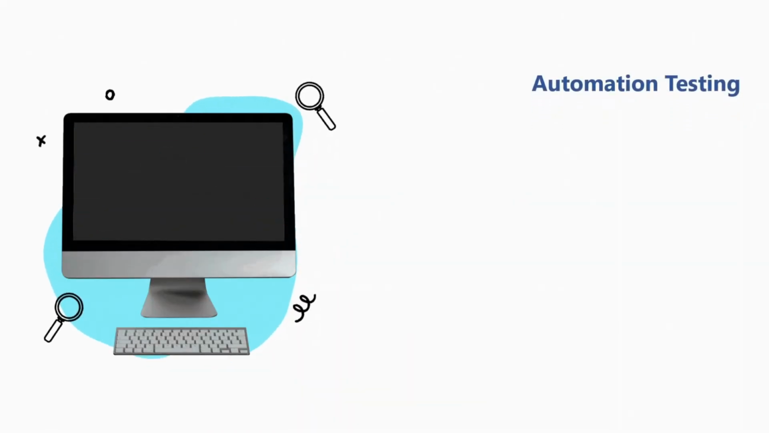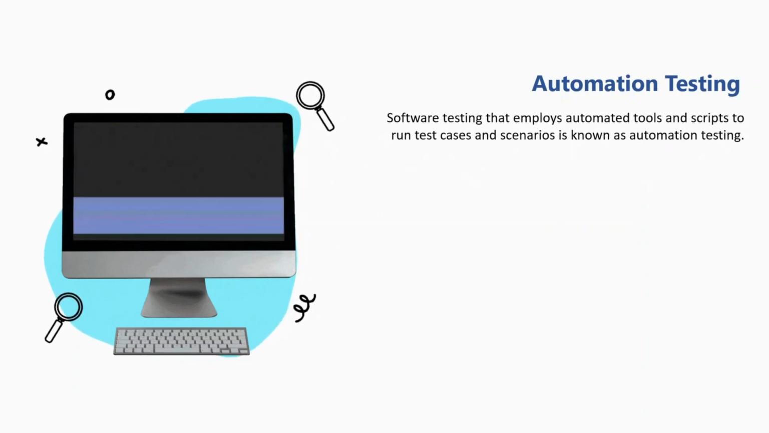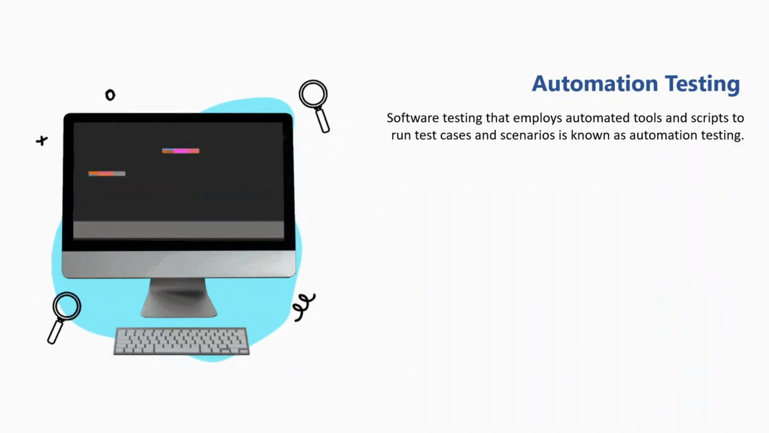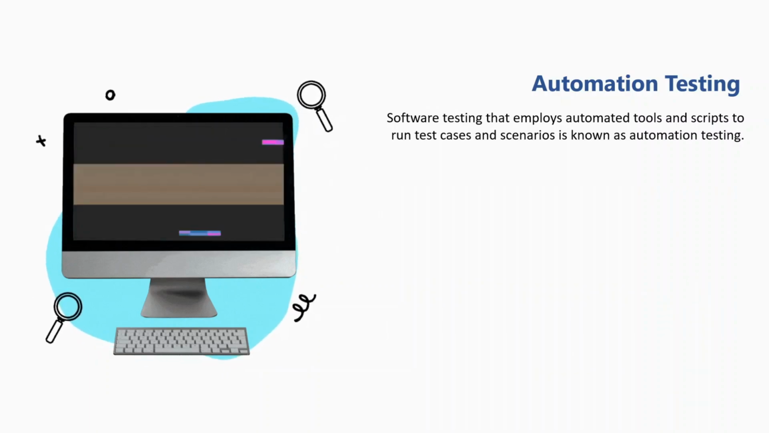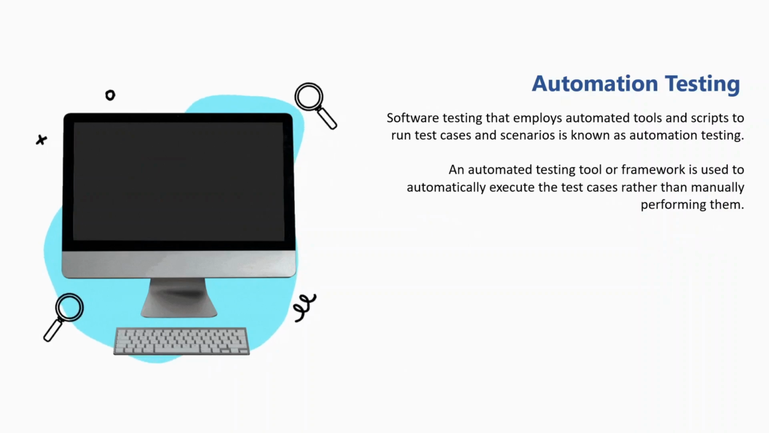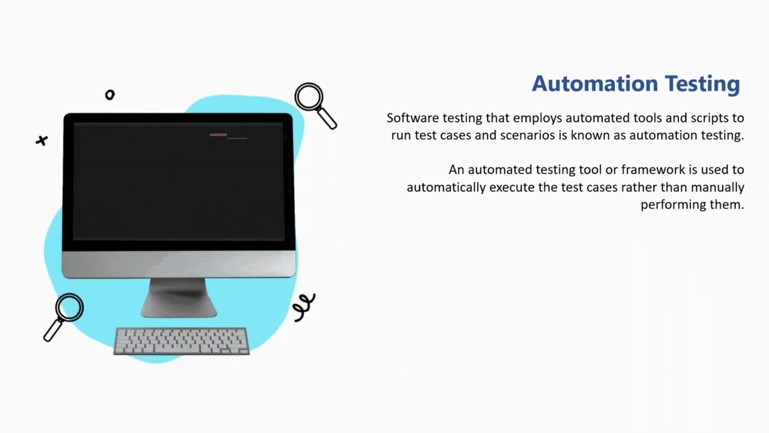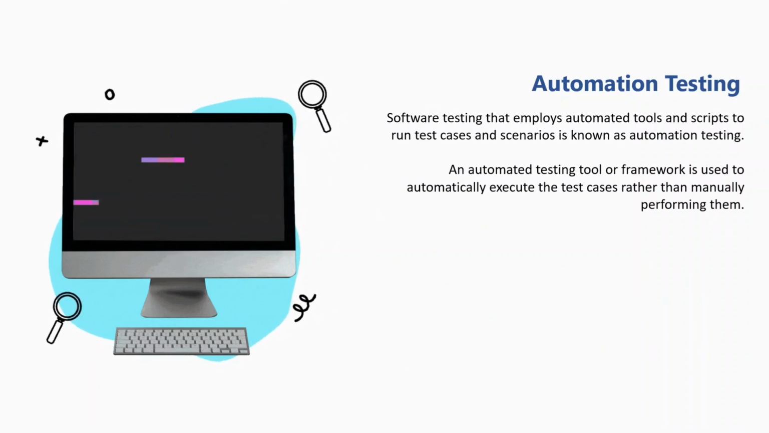The next is automation testing. As the name suggests, again, software testing that employs automated tools and scripts to run test cases and scenarios is known as automation testing. An automated testing tool or framework is used to automatically execute the test cases rather than manually performing them. A very commonly used automation testing tool is Selenium.